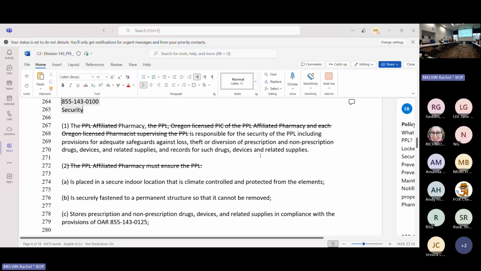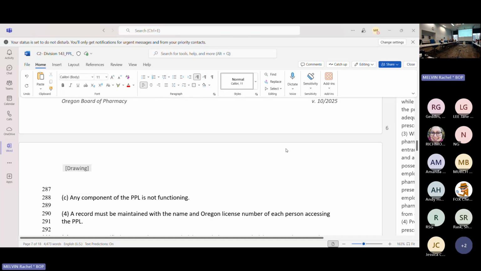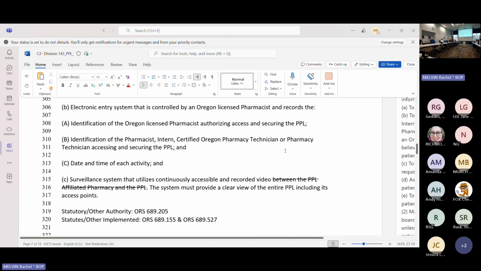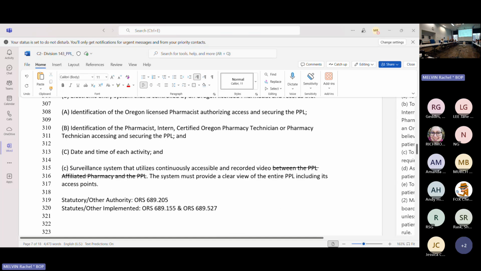This might be nitpicky, but 7C. The last sentence: the system must provide a clear view of the entire PPL, including its access points, and I wrote the back too, to have a camera on to see the back too. I don't know, it just seems like a lot. That's all I have right now.